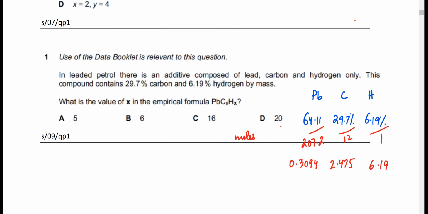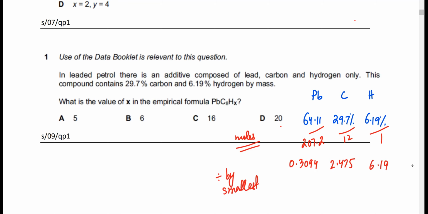Okay, so that's the first thing. You find moles, just divide by the Ar. Now you have the moles of atoms, but that's not a whole number ratio. A formula is usually a whole number ratio. How do you find the whole number ratio? You pick the smallest and divide all of them by the smallest. So the next step is divide by the smallest value.